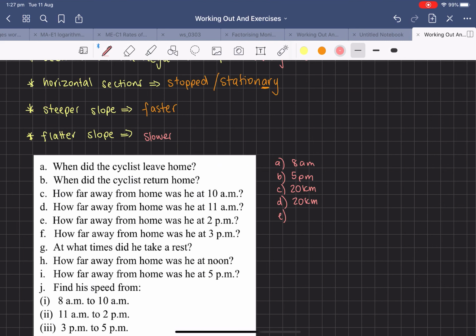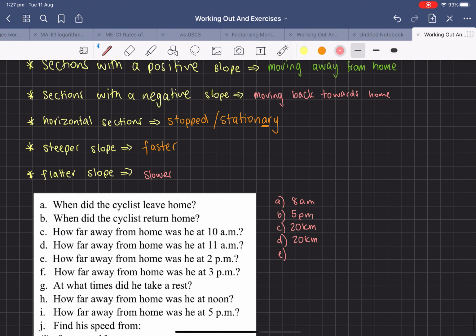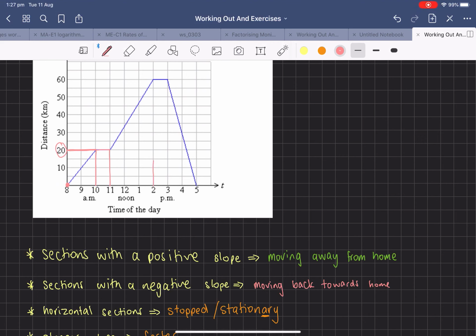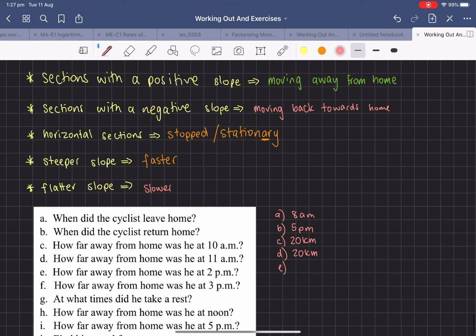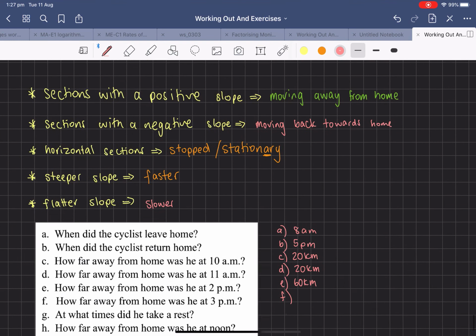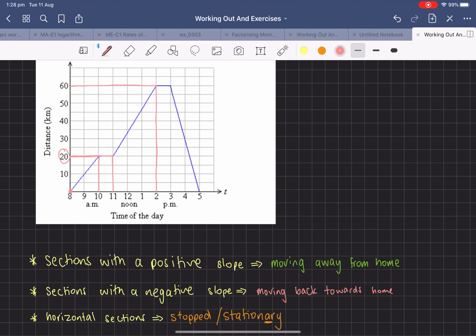How far away from home was he at 2 p.m.? Well, at 2 p.m., he was 60 kilometres from home. And how far away from home was he at 3 p.m.? At 3 p.m., he was still 60 kilometres.